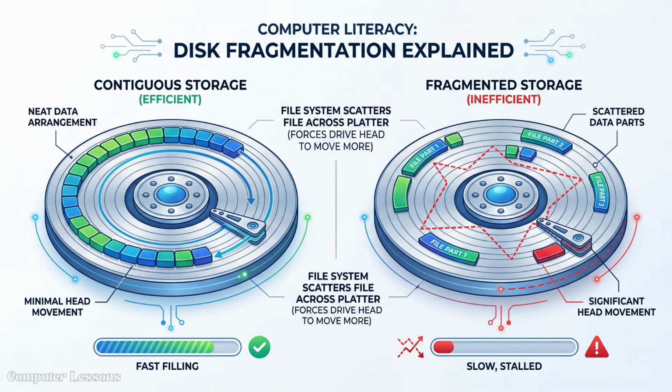Fragmentation happens when the file system cannot find enough contiguous space to store a file in one piece. The computer scatters parts of the file across different physical locations on the spinning magnetic disk platter. This forces the drive head to move more often, which significantly slows down data access.